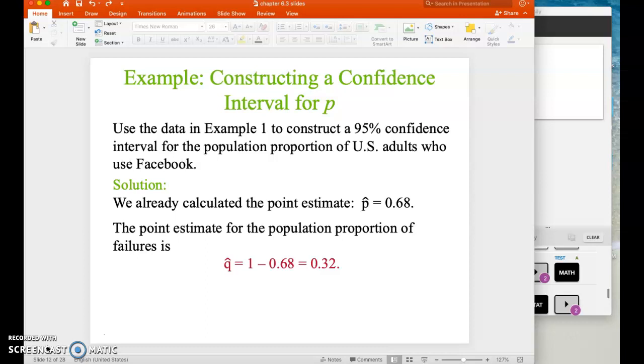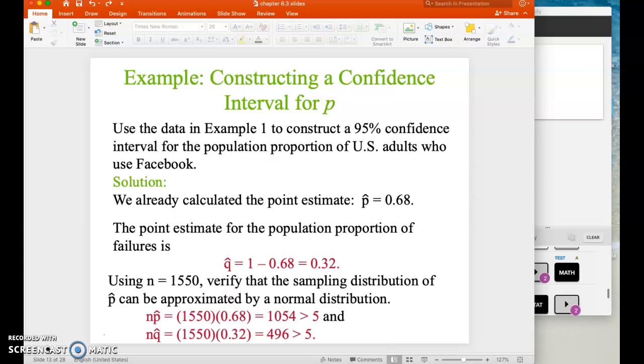Using the P hat and Q hat values, we can verify that the sampling distribution of P hat can be approximated by a normal distribution. In this case, we found N times P hat is equal to 1054, which is greater than 5, and N times Q hat equals 496, which is greater than 5. Since they're both greater than 5, we can verify that the sampling distribution of P hat can be approximated by a normal distribution.